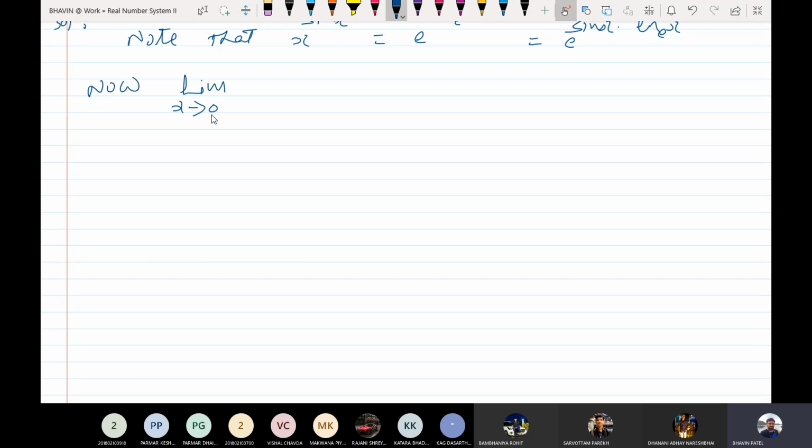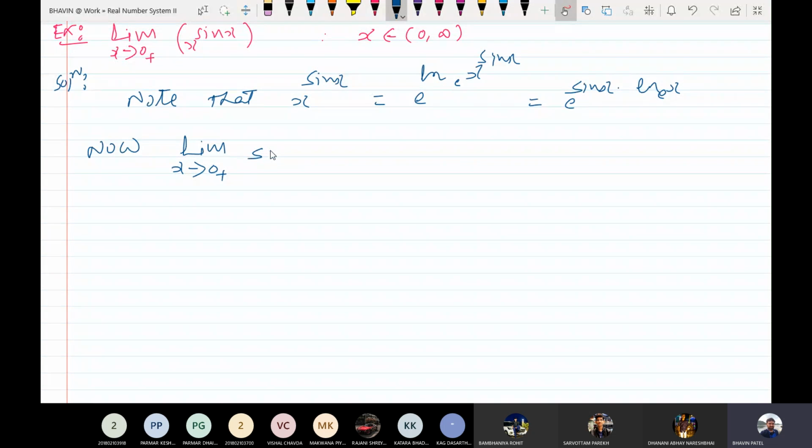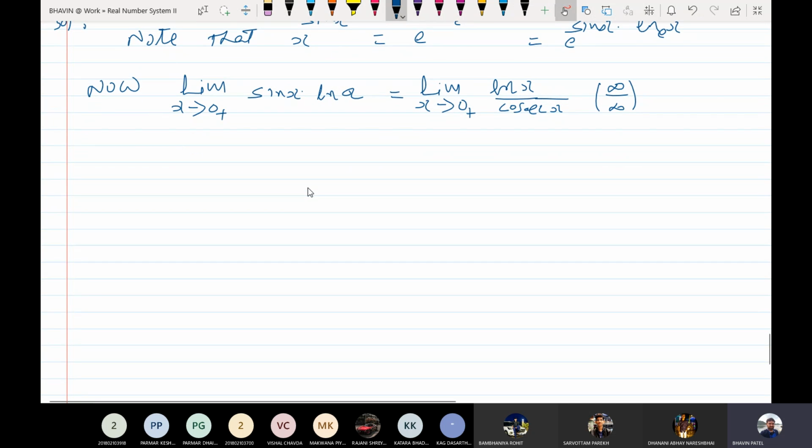Limit x tends to 0 plus of sine x into ln x is equal to limit x tends to 0 plus ln x upon 1 upon sine x, that is, 1 upon cosec x. Clear? Now if you take x tends to 0 plus, ln x goes to minus infinity, and cosec x is 1 upon sine 0, which means infinity. So this is infinity upon infinity form.